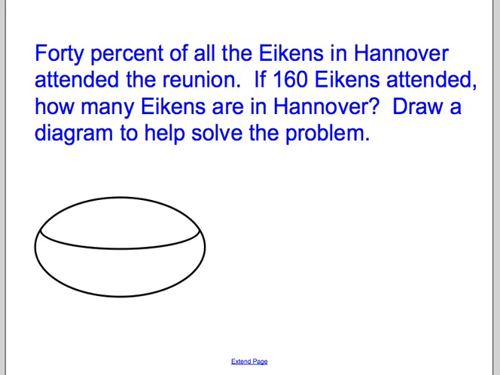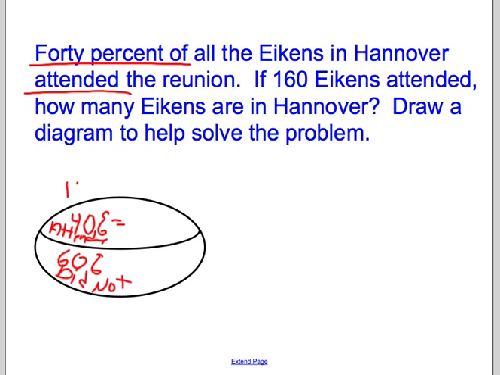40% of all the Icons in Hanover attended the reunion. If 160 Icons attended, how many Icons are in Hanover? Draw a diagram to help solve the problem. So what we're given is 40% attended the reunion. That's going to be in my smaller part, and I'm going to write in here "attended." So I'm guessing that means that 60% did not. And then the total, as always at the top, is 100%, which is the total number of Icons in Hanover.